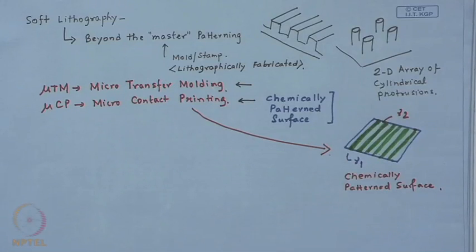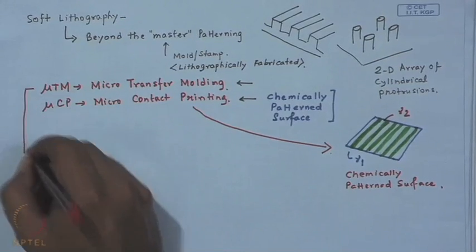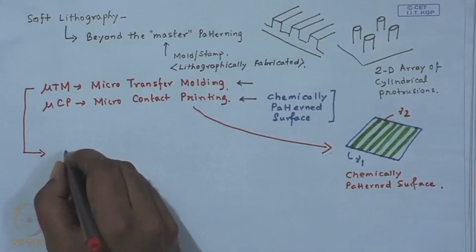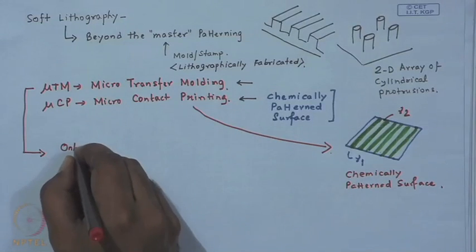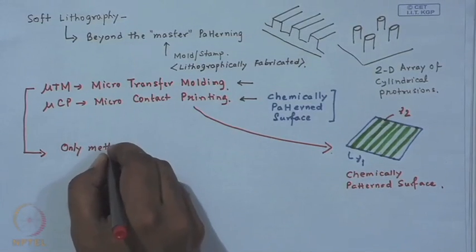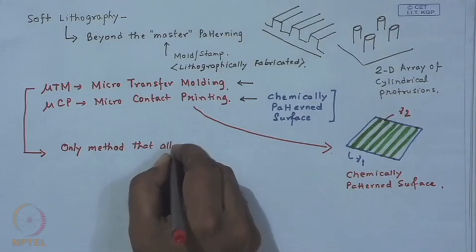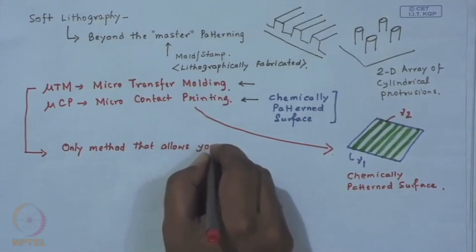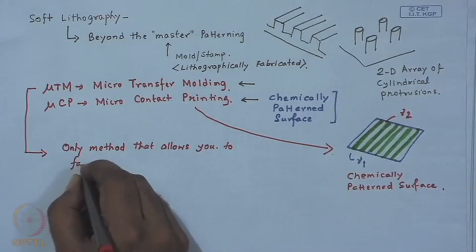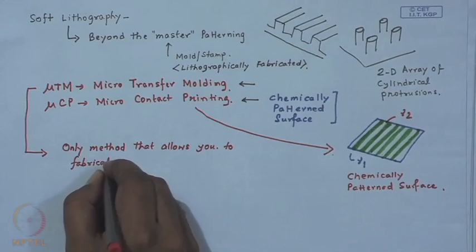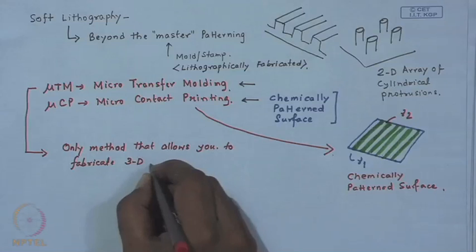Now, microtransfer molding is also rather unique in the sense that this is the only method that allows you to fabricate 3D structures.